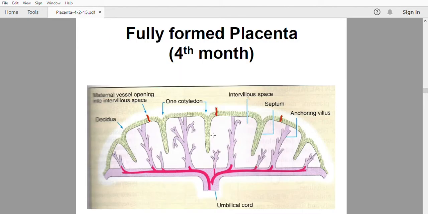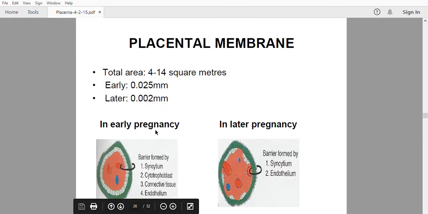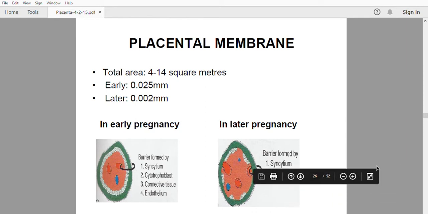Like in case of early stages of pregnancy, we can see the barrier formed with the syncytium, cytotrophoblast, connective tissue, endothelium. All the layers are effectively forming as the barriers.